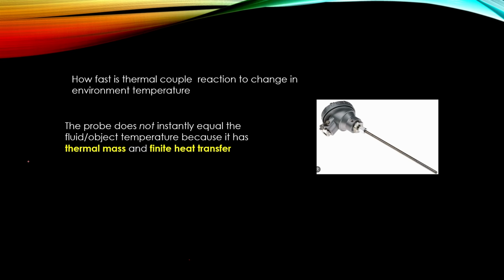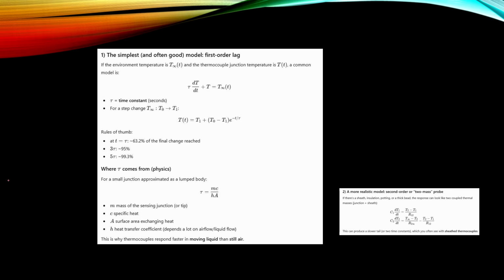One important question when we are measuring temperatures is how fast is our measurement device? If we have a change in temperature, the probe does not instantly equal that temperature, and that's because the probe has a thermal mass and the heat transfer rate is finite. Now our task is to define what is this time constant.